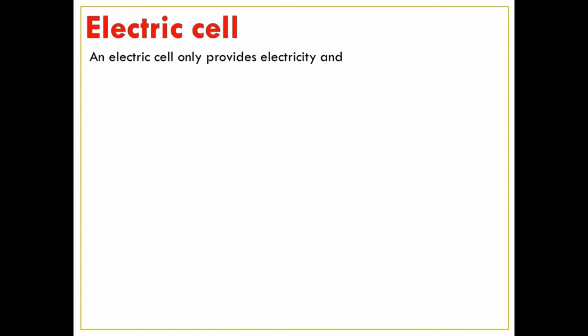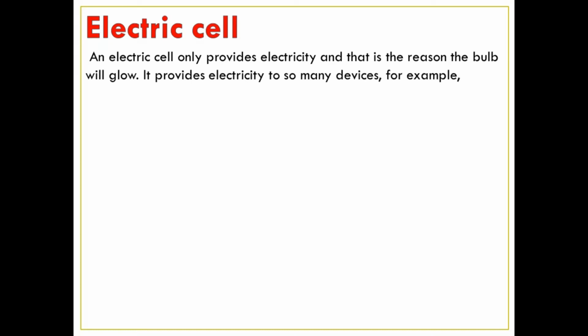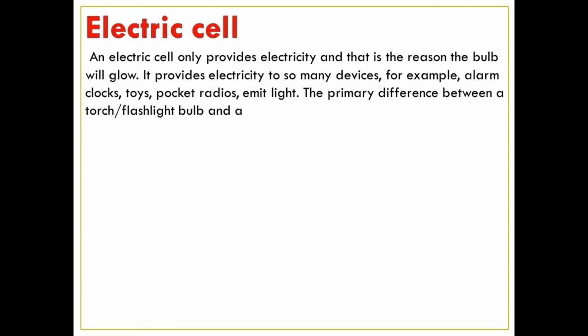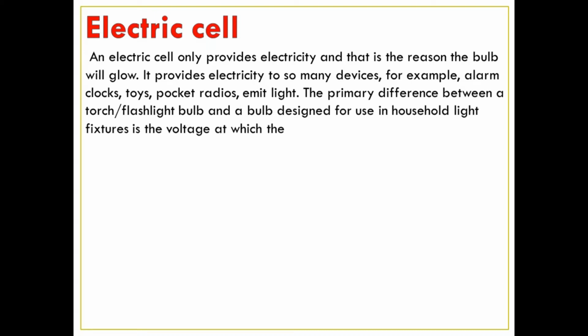What is the structure of an electric cell? Let's see. An electric cell provides electricity. That is the reason the bulb will glow. It provides electricity to as many devices, for example, an alarm clock. We use it every day, children. All of you have alarm clocks at home, isn't it?